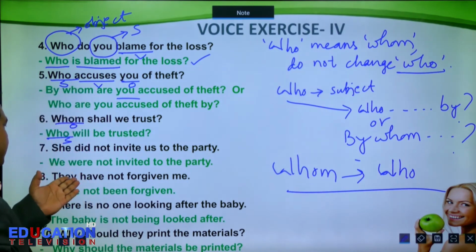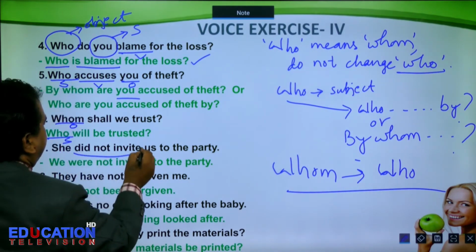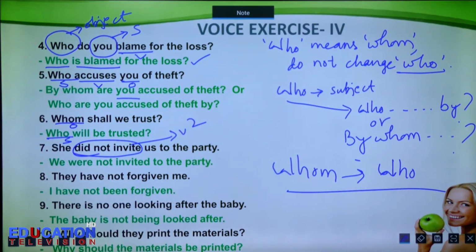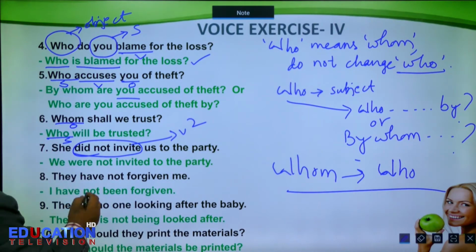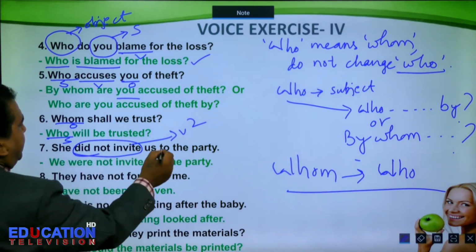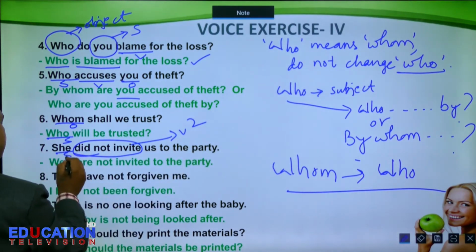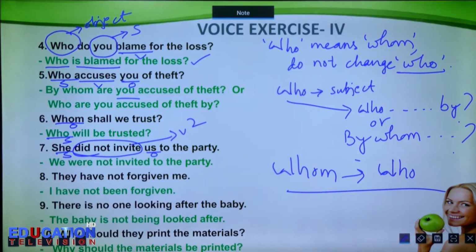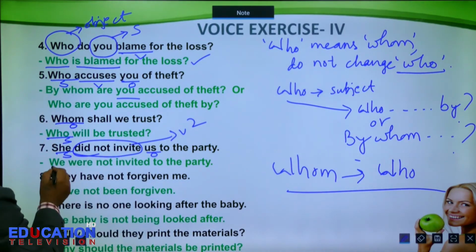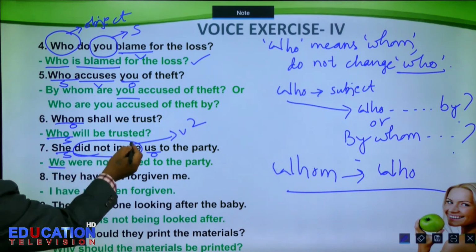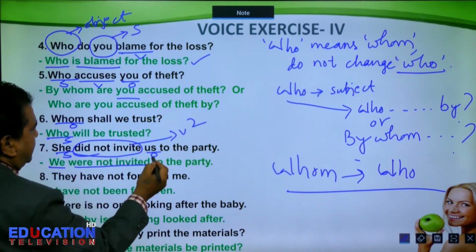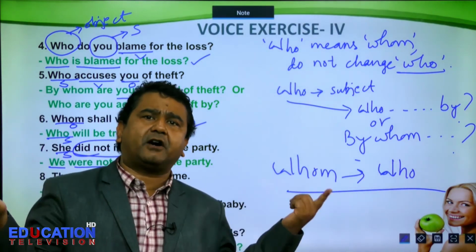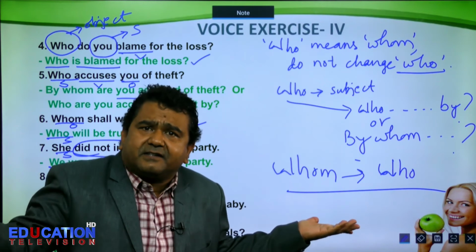Now let us see another negative. Did not invite, this is V2, past tense. Therefore we write here, were not. She did not invite us to the party. She as subject, us as object, did not invite, verb. So this object is drawn here as subject, we. And did not is past tense, so we were not invited to the party. She did not invite us to the party. We were not invited to the party. It's the same.